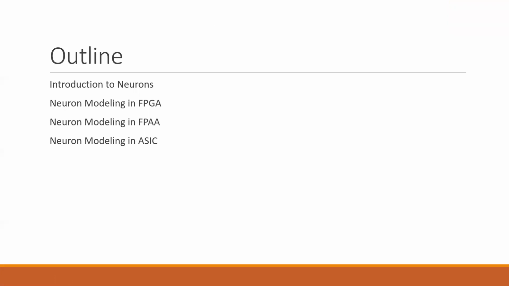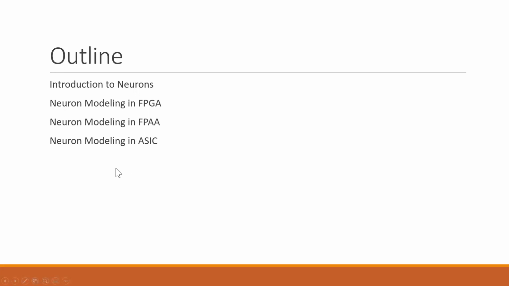So then, after introducing these neurons, I'm going to get into the FPGA implementation of these neurons as they are most common. After that, I'll be examining FPAA implementations of the neuron model. And finally, I will be looking at neuron modeling in ASIC models.